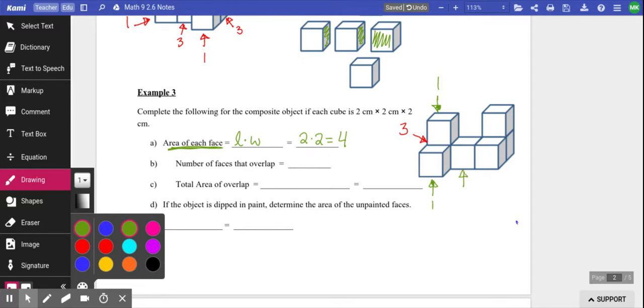How about this one? 2. Agreed. How about this one? 2. Agreed. This one, 2, and the top one, 1. Awesome. So that's all the cubes, right? I point to each one, and I say how many sides on that cube are overlapping. We have 1 plus 1 plus 3 plus 2 plus 2 plus 2 plus 1, and we get a total of 12 overlapping sides.